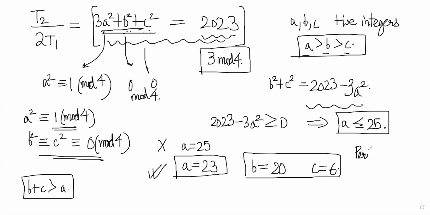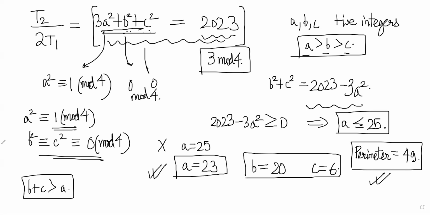In that case, the perimeter of the triangle becomes 23 plus 20 plus 6, or 49. And that becomes your answer. So a little bit of casework is required and you have to look at quadratic residues again. It looks like a problem on triangles, but actually it's a number theory problem again.